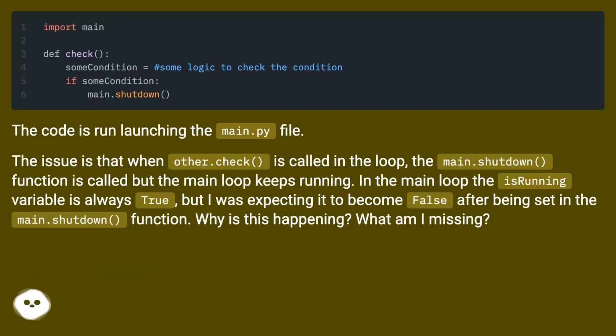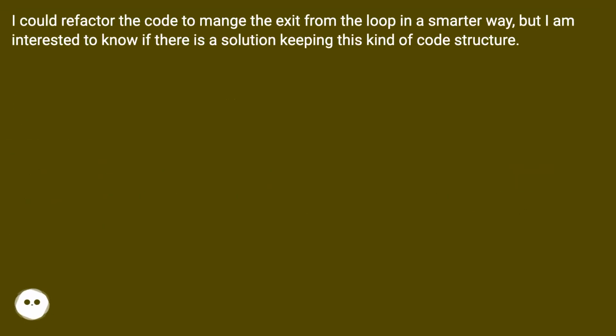The issue is that when other.check is called in the loop, the main.shutdown function is called, but the main loop keeps running. In the main loop, the is_running variable is always true, but I was expecting it to become false after being set in the main.shutdown function. Why is this happening? What am I missing? I could refactor the code to manage the exit from the loop in a smarter way, but I am interested to know if there is a solution keeping this kind of code structure.